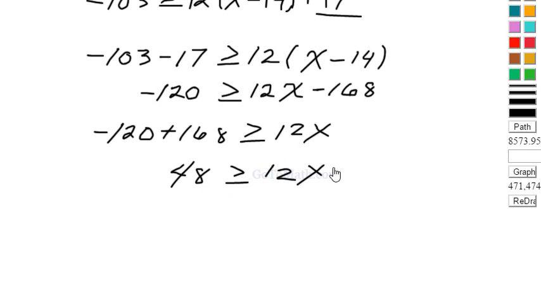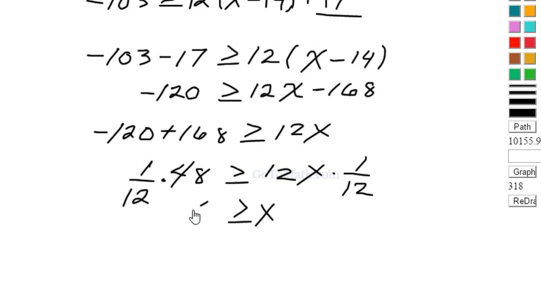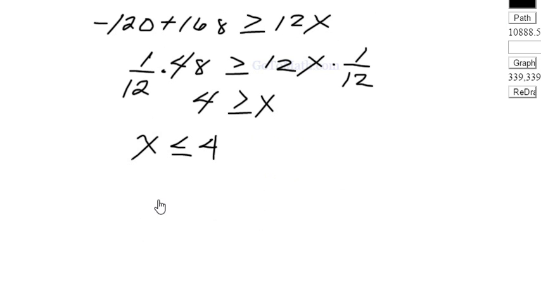Now we want to get rid of this 12, multiply both sides by its reciprocal. Okay. And so now we're left with, and of course 12 goes into 48 4 times. Alright. Now I'm going to rewrite this to where my x is over here on this side. So this becomes x is less than or equal to 4. It's kind of more of a standard form there. Alright. So a couple different ways we can say this. Of course we can say it that way. X is less than or equal to 4.